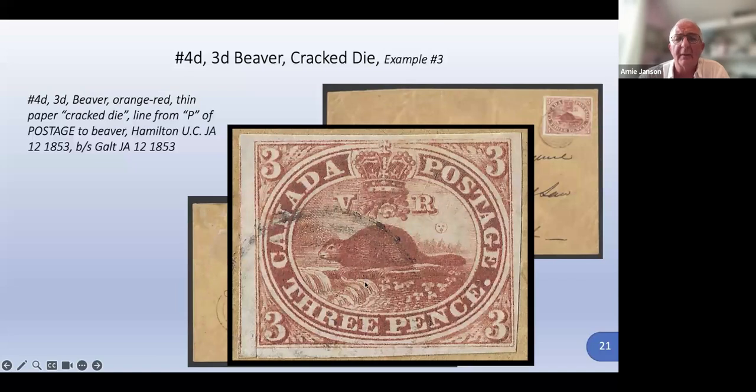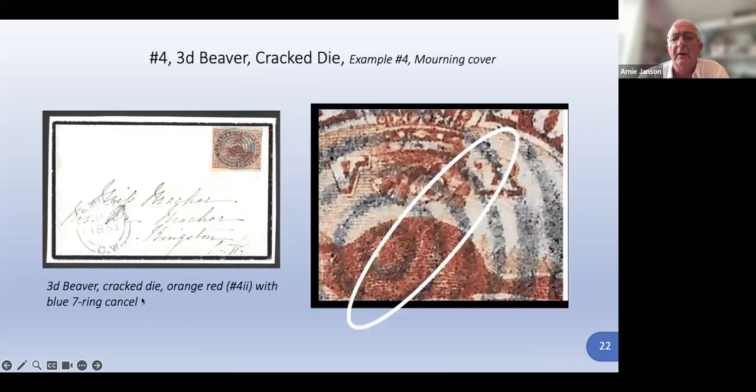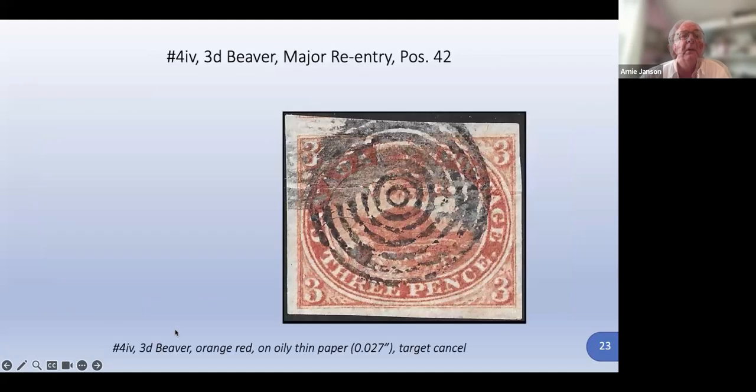Here we can see it again coming up right through there, same place, right through the R and VR, Victoria Regina, and comes up here. Not sure if there's a little bit over here or not, but it's very hard to see any of the crack through the side. Here's a fourth example on the morning cover. Here we see it coming up through here again, partially hidden by the cancel. So it's there.